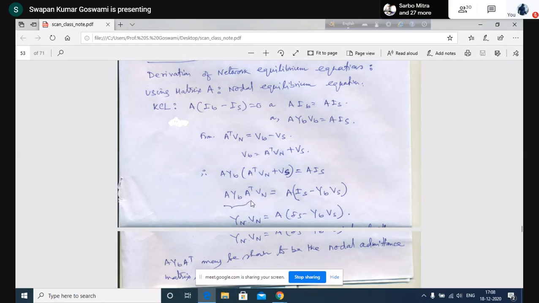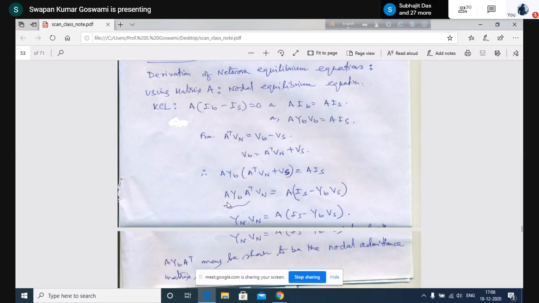A is the node to element incidence matrix, A transpose is the transpose of that matrix, and YB is the branch to branch admittance matrix. It can be shown that if you multiply this whole thing, A YB A transpose, we shall get a matrix that can be identified as the nodal admittance matrix. How it can be done, you have to do it yourself, or I shall have to show.